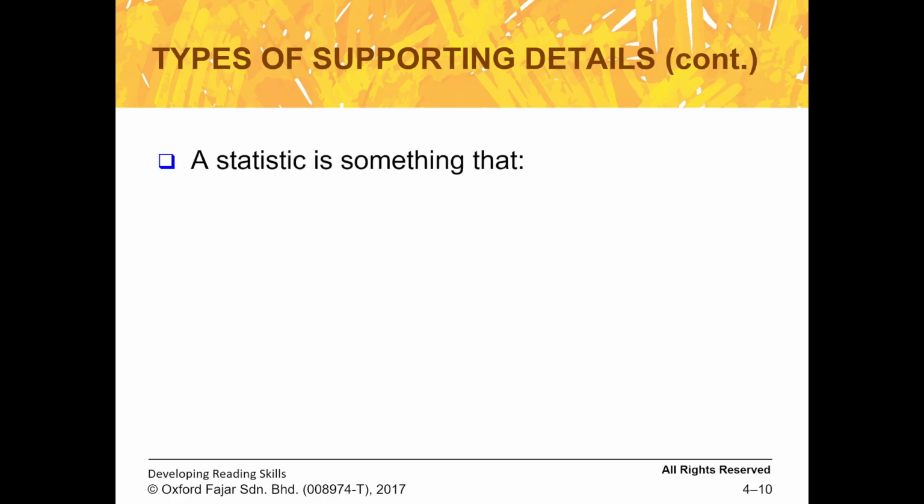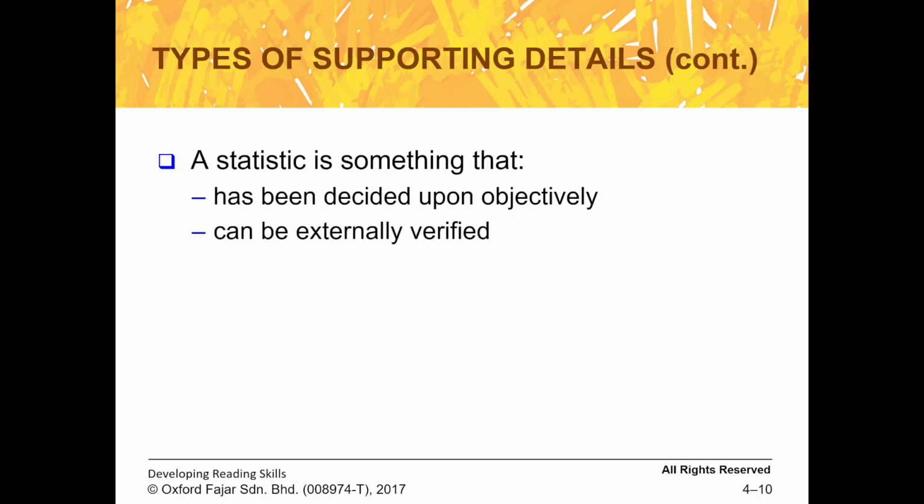But a statistic is something that has been decided upon objectively, meaning that there is an objective there, and then they have been carried out, and then they have found the numbers that explains about the objective. Okay, can be externally verified, meaning that the data can be found anywhere easily and it is true. Gives your argument authority, meaning that whenever you argue about something, it's not like you are being angry or what, but whenever you give your opinion, when you support it with a statistic, meaning that your argument is stronger and there are some validity in your arguments.